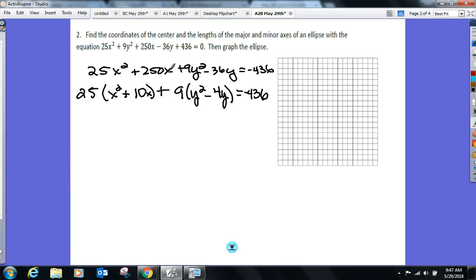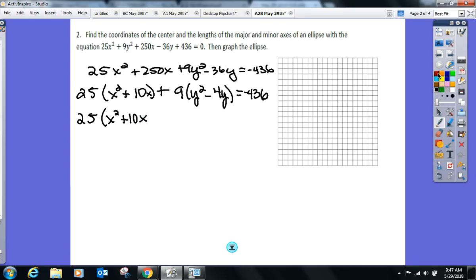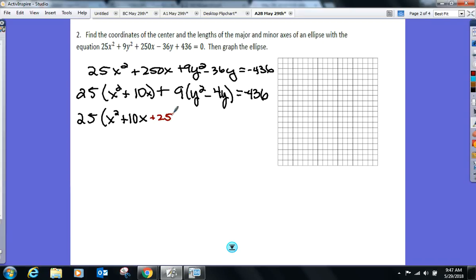All right, complete the square. Half your b value squared. What am I adding to the x's? Half your b value squared. What number should I be adding here? 25. Half of 10 is 5. 5 squared, 25. What, Matt? Take half your b value. What's half of 10? Square it. Okay, do the same thing for the y's and let me know what you get.